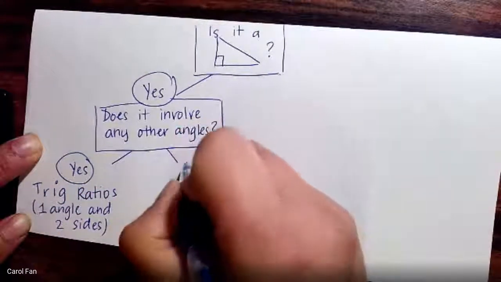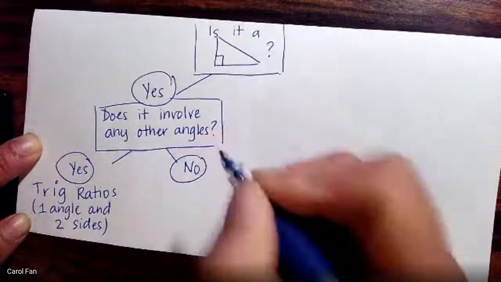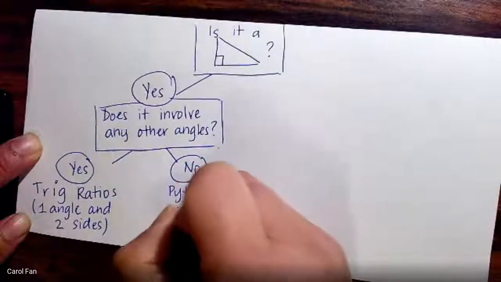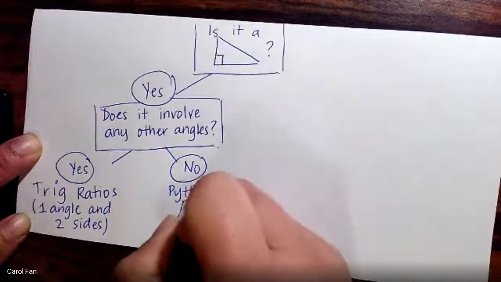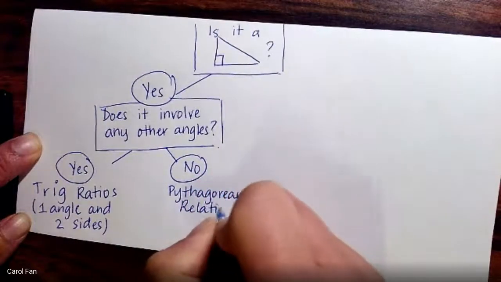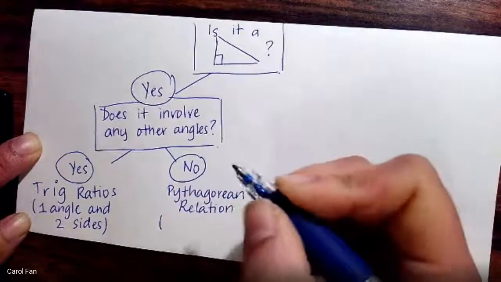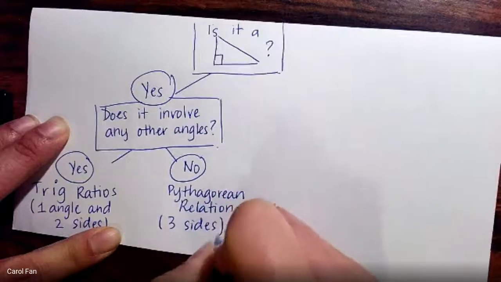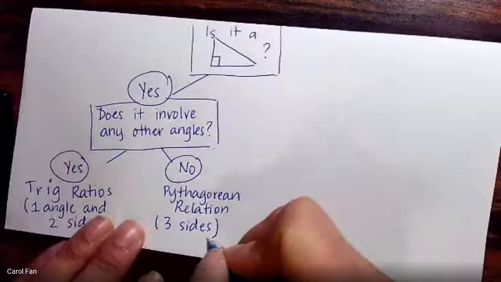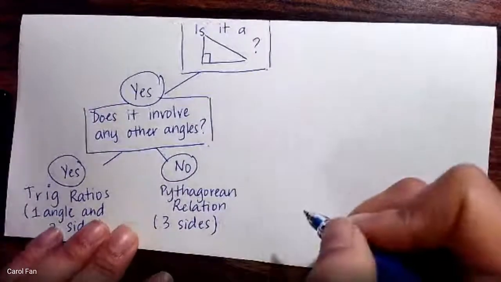Now, if the answer is no, then we're looking at Pythagorean relation. Pythagorean relation involves three sides. So you have to have two sides in order for you to find the third side.